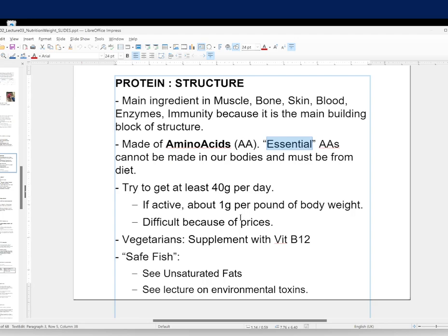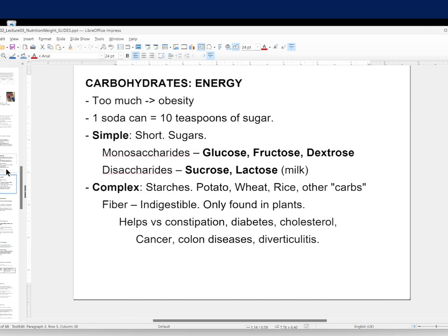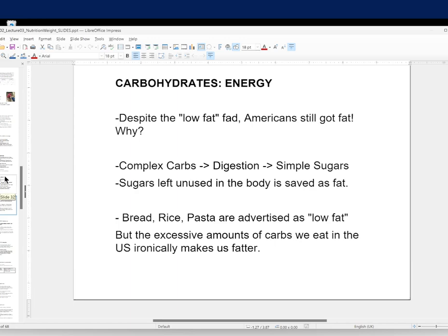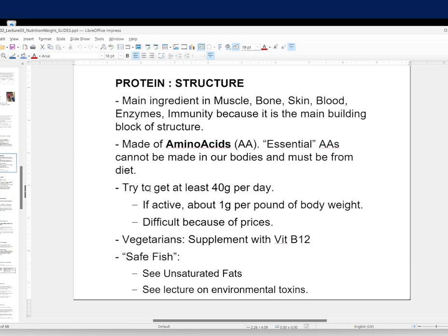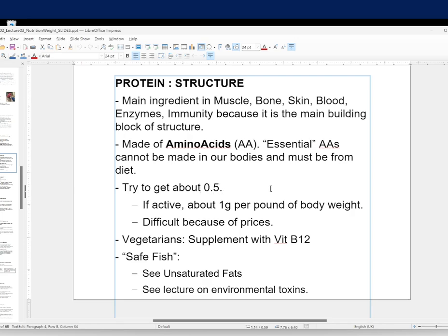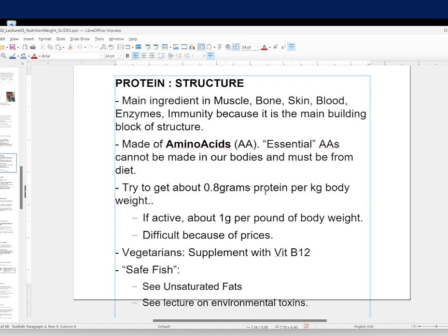You want to try to get about 0.8 grams protein per kilogram body weight. If you're very active, you can increase it to about 1 gram per pound of body weight, but I'll talk about that in the physical fitness lecture next week.